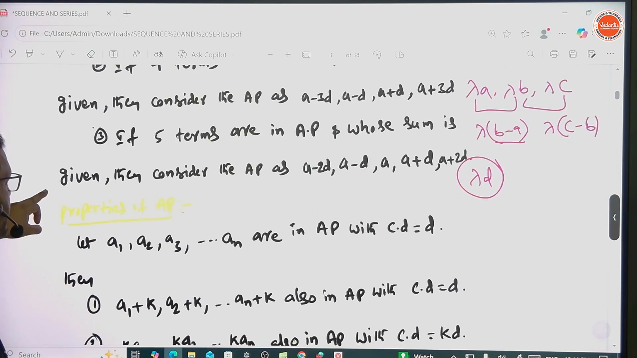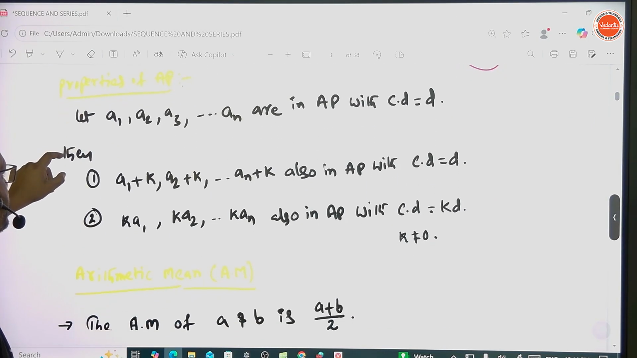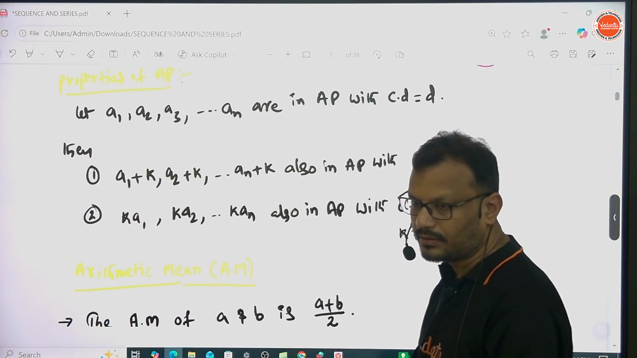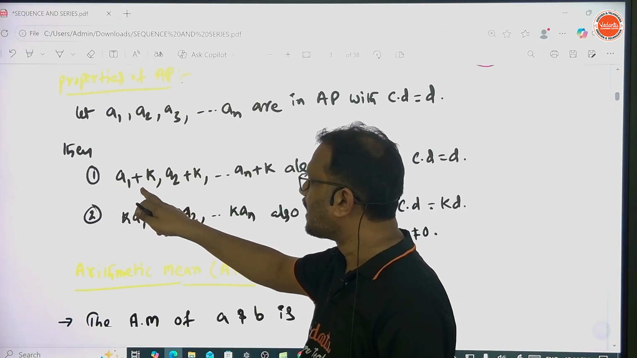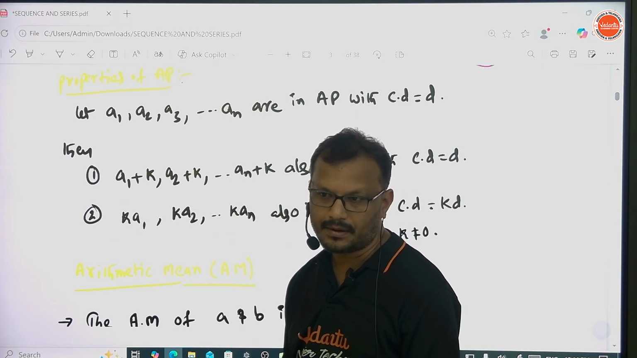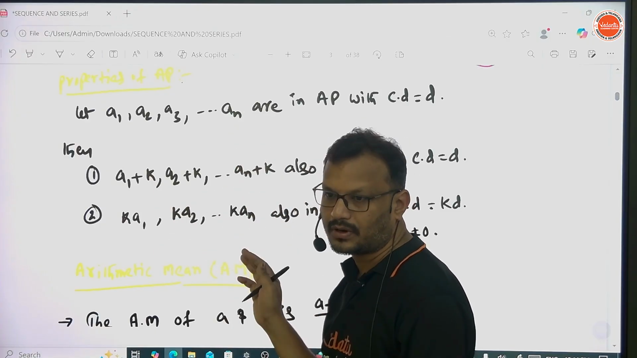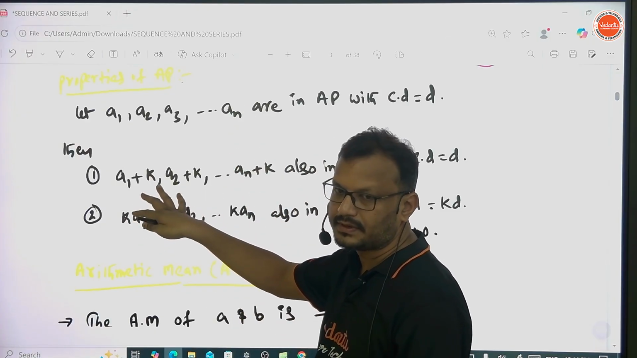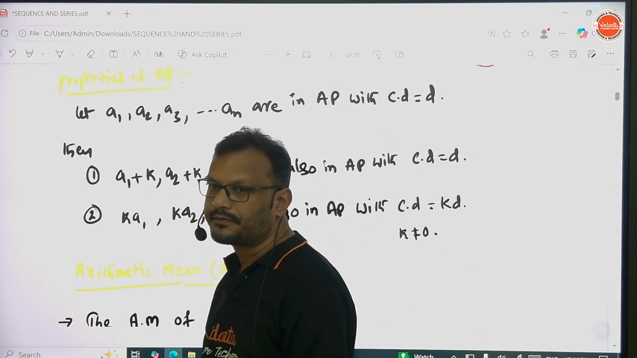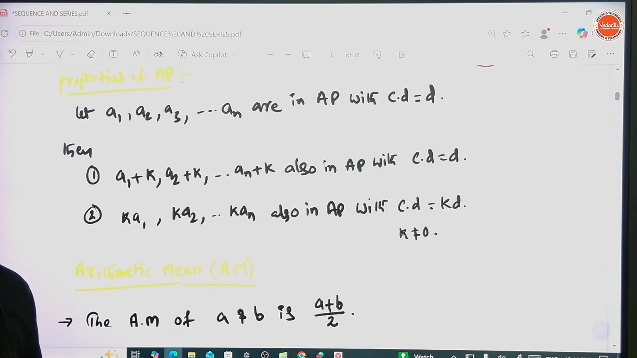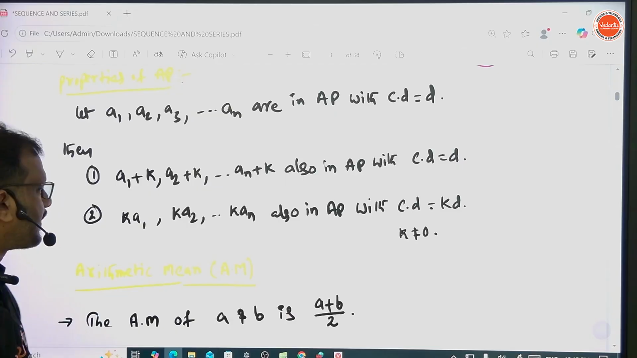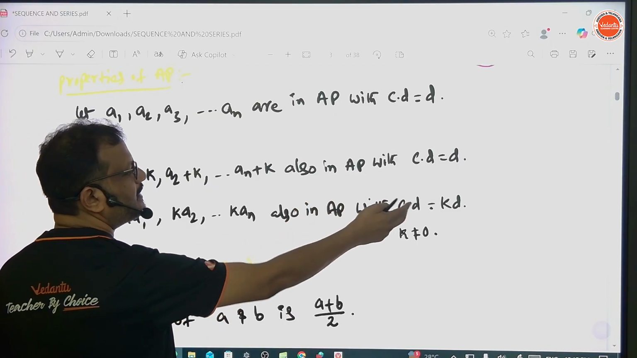For example, if you have n terms which are in AP with common difference D, and a constant is added, k can be negative also. Whatever the k value is, k can be 0. If k is 0, then obviously everything stays the same. If k is negative, it will be subtracted. If k is positive, it will be added. So if you add some constant value, there is no difference in the common difference. The same common difference will be there in the given AP. But when you multiply, the common difference will change.